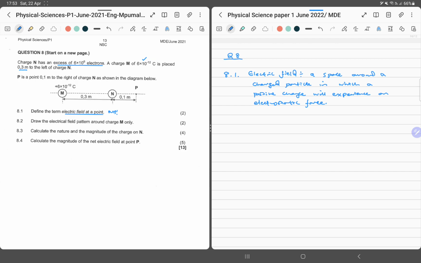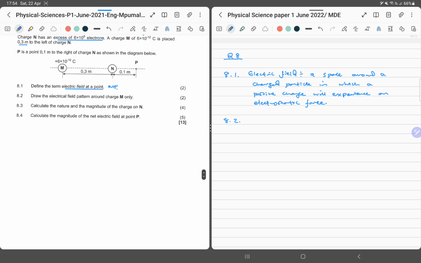So that's the story. It is a space around a charged particle in which a positive charge placed at a particular point will experience an electrostatic force. You can say that, but you got the idea. You will have your books for refreshing that. There's no need to make it too perfect. Now it says draw an electric field pattern around charge M only. So we know that charge M is a positive charge.